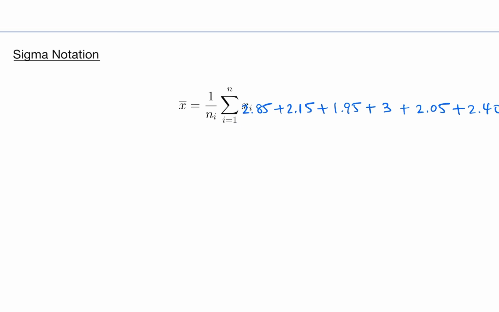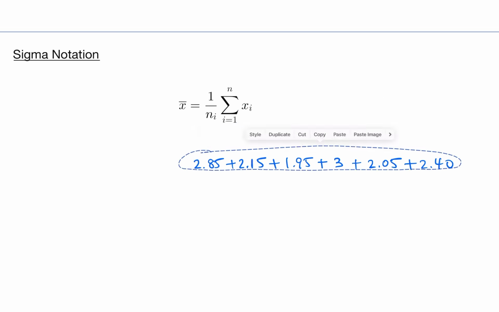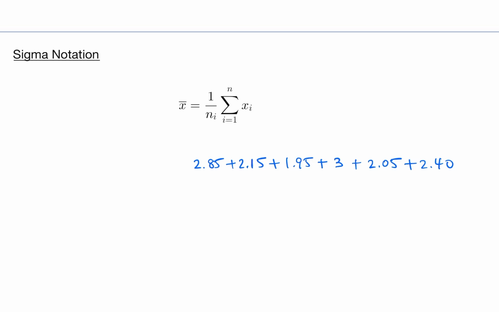So this would be our x sub i. The notation would be the sum of each of those terms. And then we had 6 terms, so that's going to be 1 over 6. Obviously, we're looking for the average here. And this is from i equal to 1 to 6 terms. So this is how we would represent the previous example.